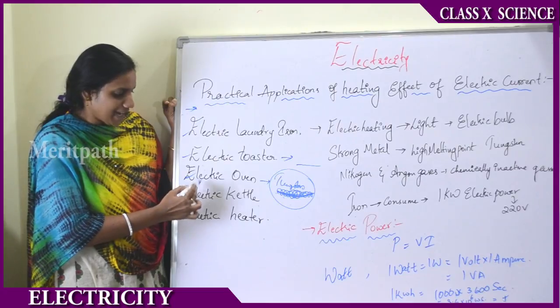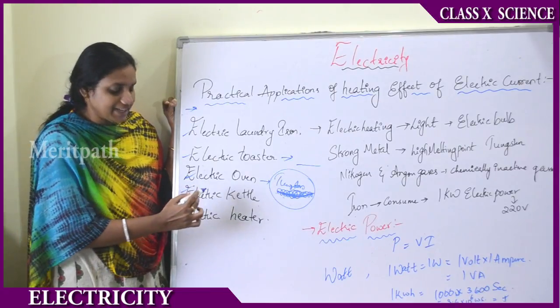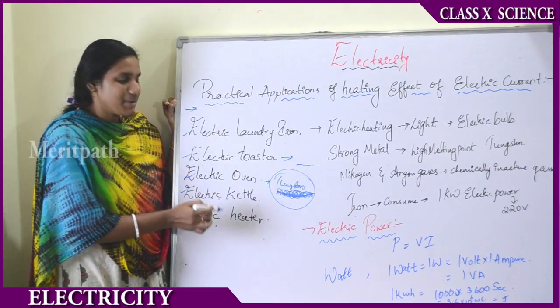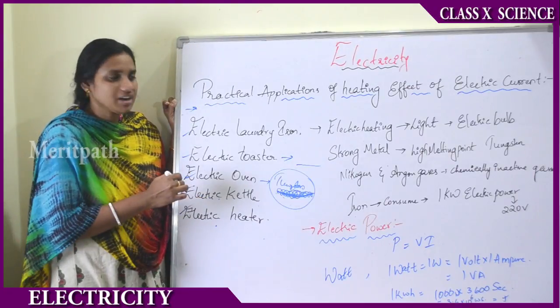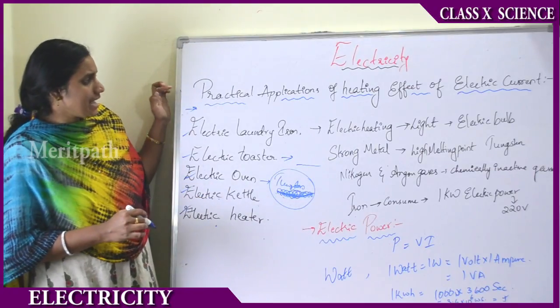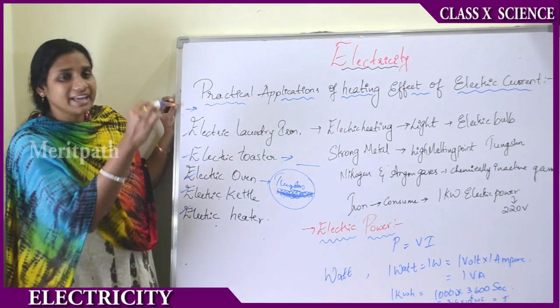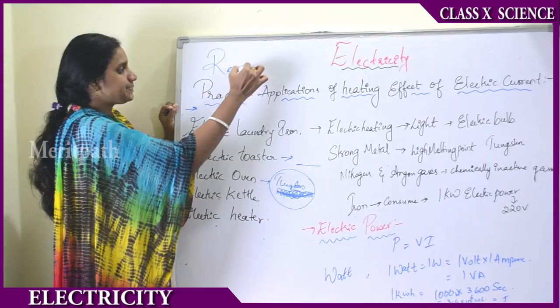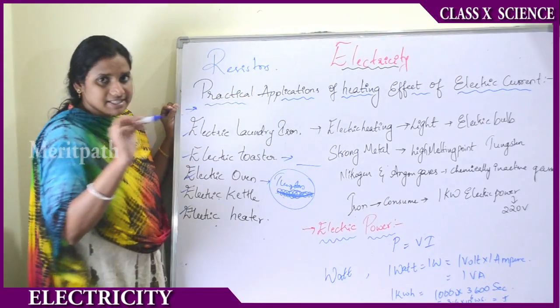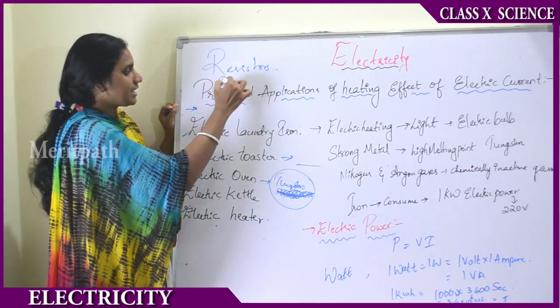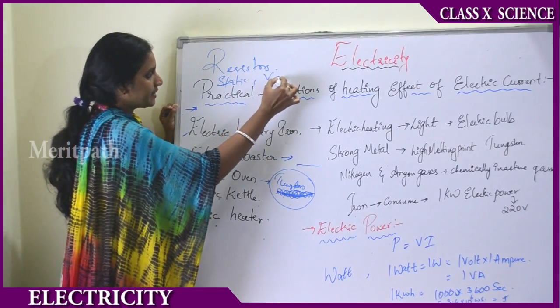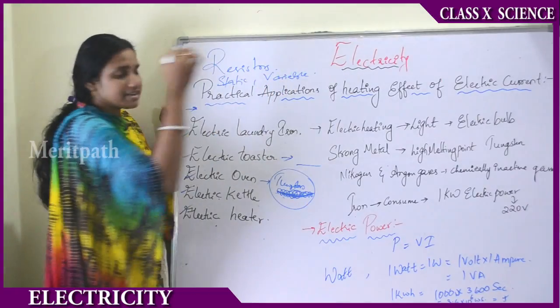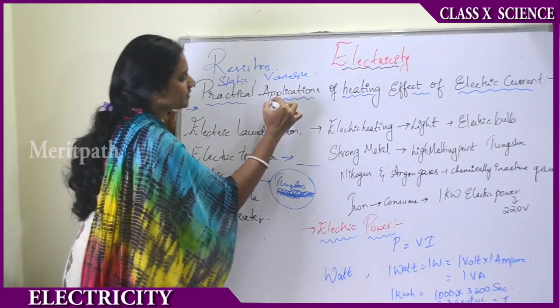And the electrical kettle and electrical heater are also the best examples which we use in our home. We see these applications based on the heating effect of the resistors. The resistors are of two types, that is static and variable resistors. And the variable resistors are called rheostats.